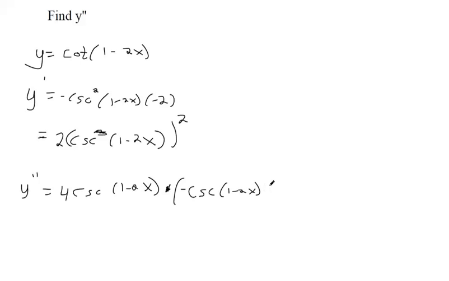Then it's times cotangent, which is also 1 minus 2x for its argument. That's the derivative of the next innermost function, of the cosecant function. And then there's still a third derivative to happen. Now we need the derivative of the next innermost function. So there are 3 layers to this chain rule. The derivative of 1 minus 2x is negative 2.